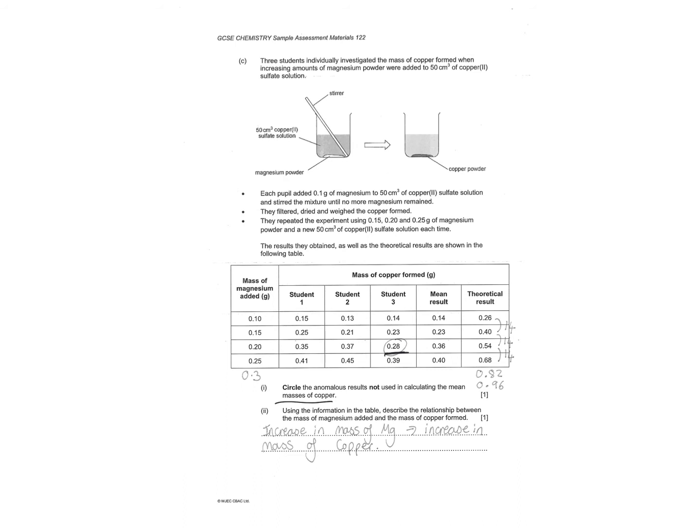Use the information in the table, describe the relationship between the mass of magnesium added and the mass of copper formed. An increase in the mass of magnesium equals an increase in the mass of copper. Using the information in the table, state whether the evidence supporting his conclusion is strong or weak. Strong, numeral repeats, they're exactly the same.